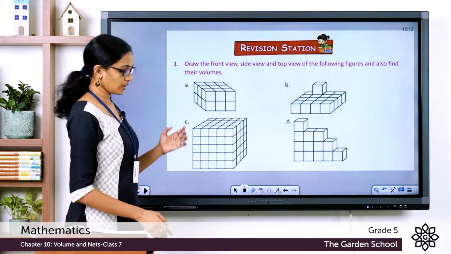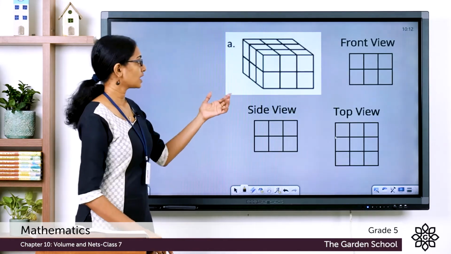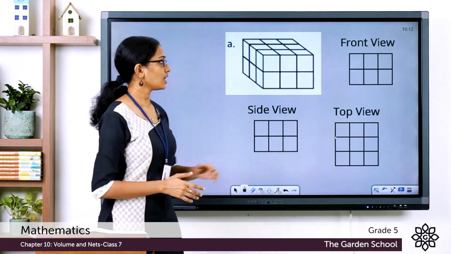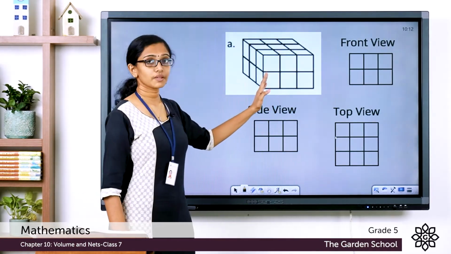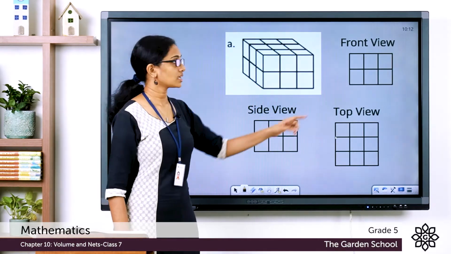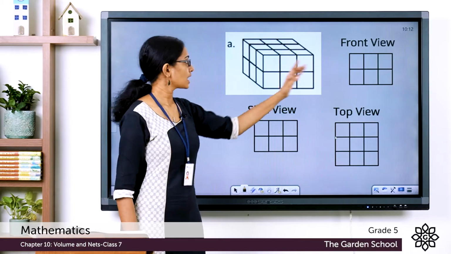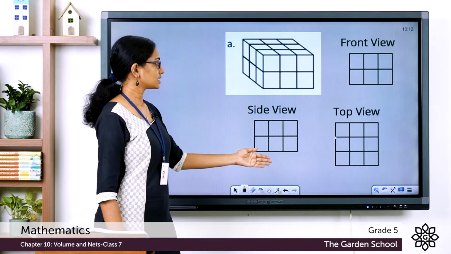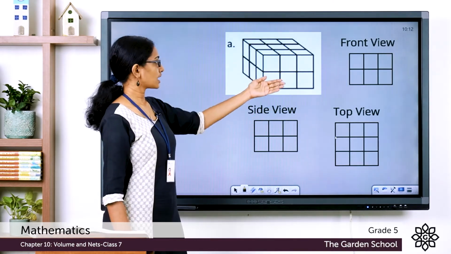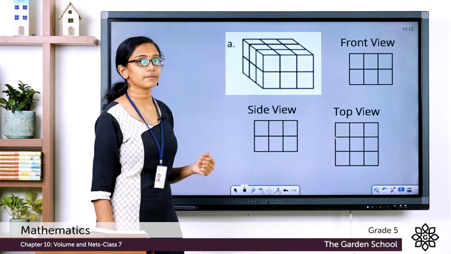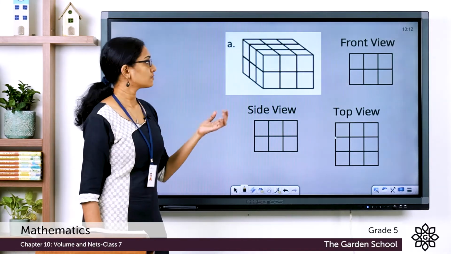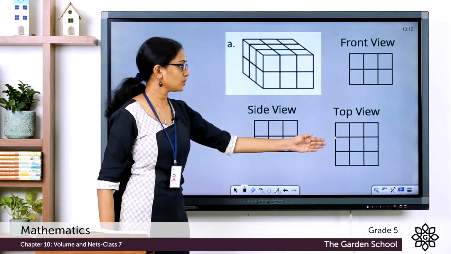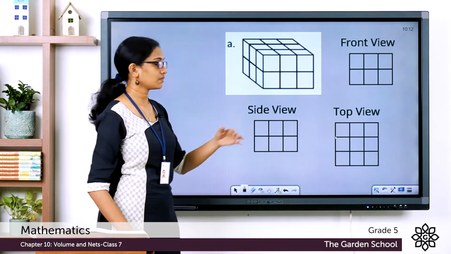Question A. You have an arrangement of cubes here, and when you look at it from the front, that is from this side, you will get a front view like this. When you look at it from the front, you will see 6 cubes arranged like this. So the front view will be this, and from the sides also, the side view will be the same as the front view. See, the side view and the front view look the same. But what about the top view? From the top, you can see an arrangement of 9 cubes like this. So the top view is this, the front view is this, and the side view is this.